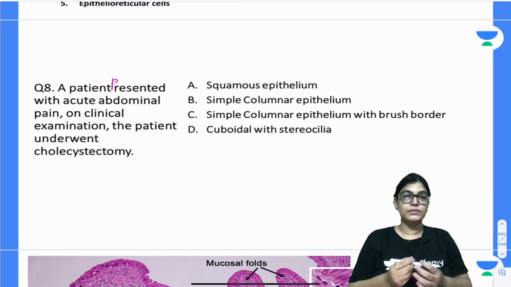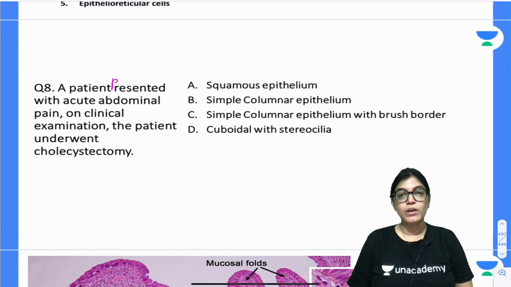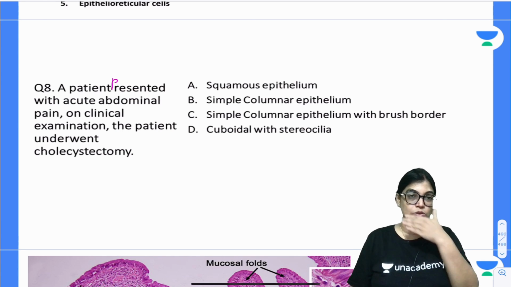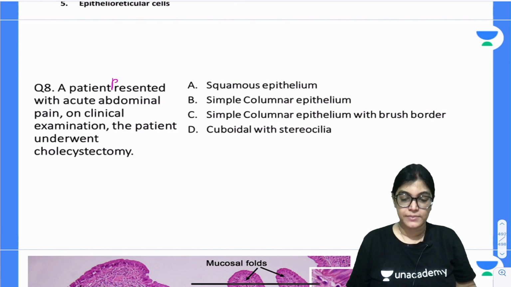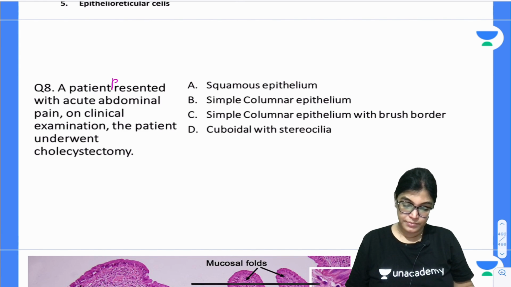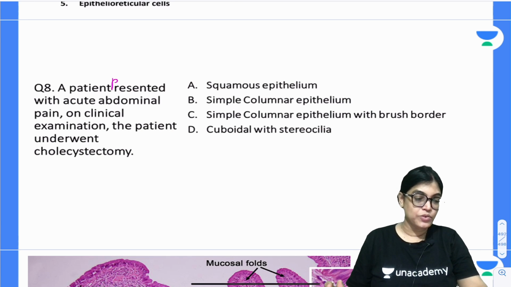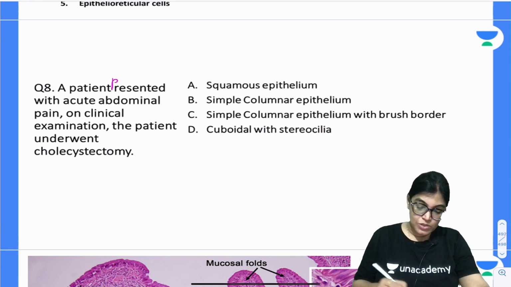Four options are there: squamous epithelium, simple columnar epithelium with brush border, cuboidal epithelium with stereocilia. According to you, which is the correct answer? So my dear aspirants, it's an easy one only. You have to just see the structures.